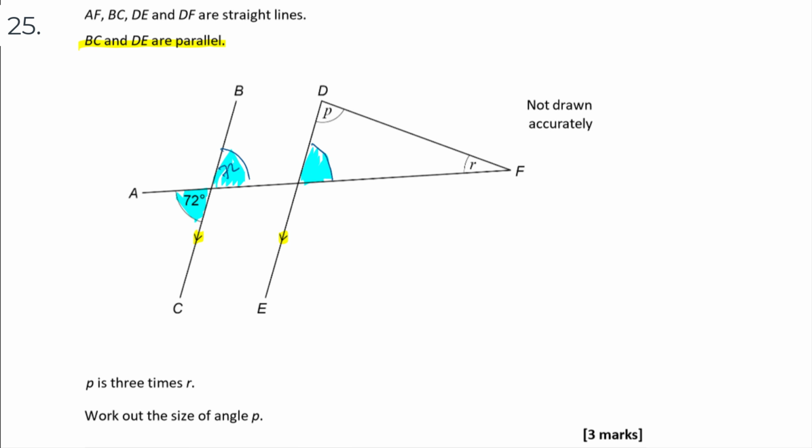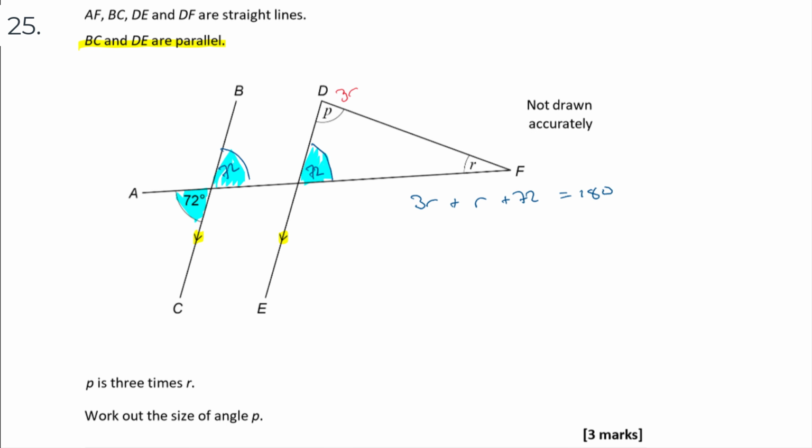So that's 72 too. Now we've got an angle in the triangle containing P and R, and we know what the relationship between P and R is. We know that P is 3 times bigger than R, so we could replace P with 3R, couldn't we? So rather than using P and R, I could just use 3R and R, and then we've just got one variable. Angles in the triangle add up to 180. One of the angles is 72, one is R, and one is 3R. So I can say that 3R plus R plus 72 must be equal to 180.